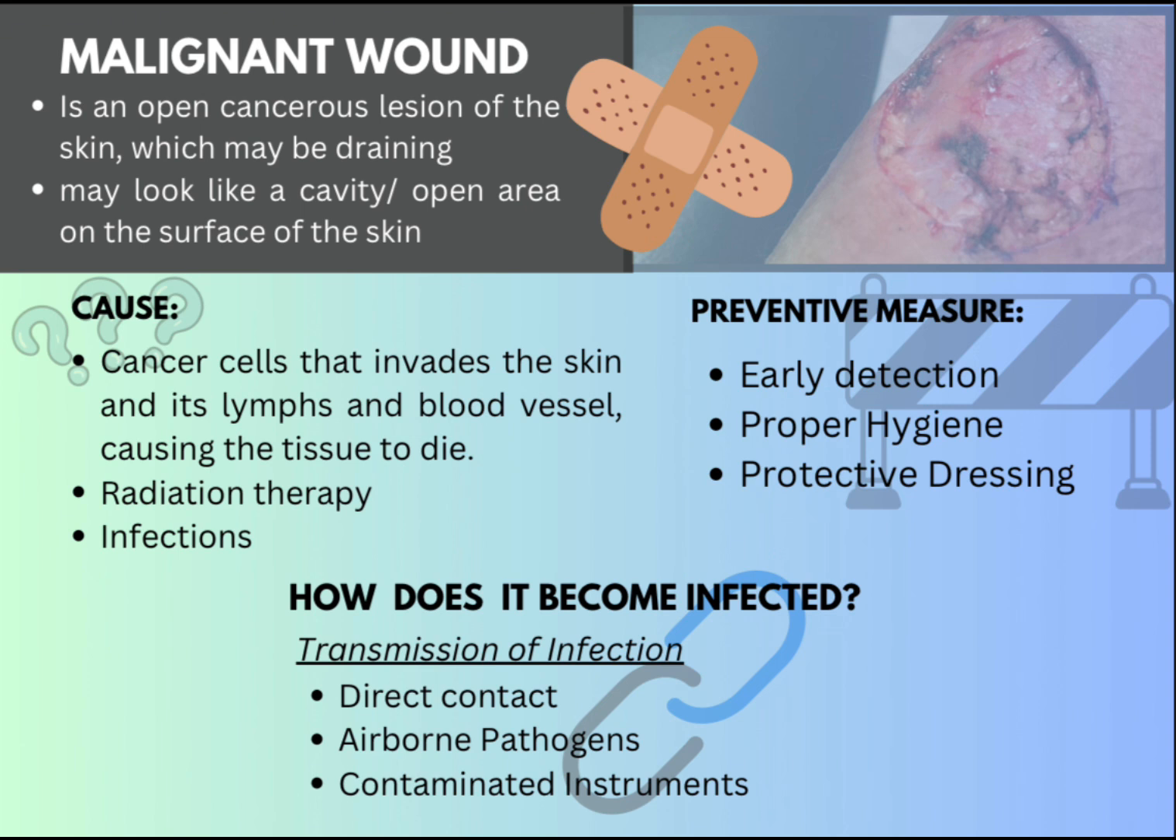Regular monitoring. Patients with known cancer should undergo regular skin examinations to detect early signs of wound formation. Early intervention can prevent small lesions from developing into larger, more problematic wounds. Managing skin integrity. Maintaining healthy skin is essential, especially for patients undergoing cancer treatments. This can include using gentle skincare products, avoiding trauma to the skin, and implementing protective measures during radiation therapy.